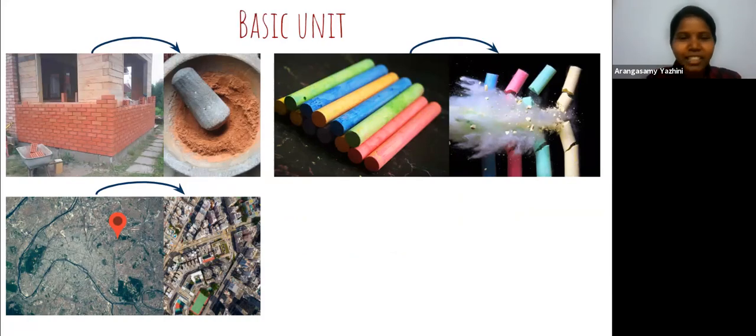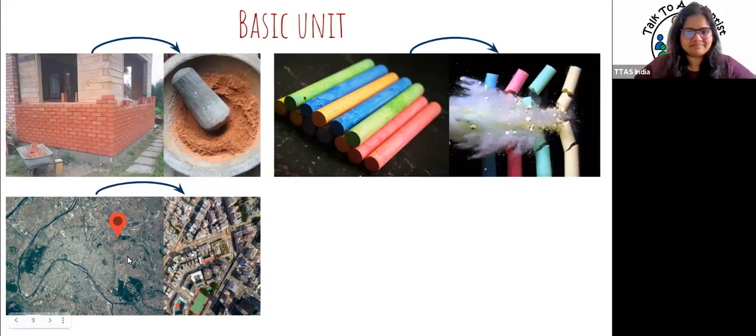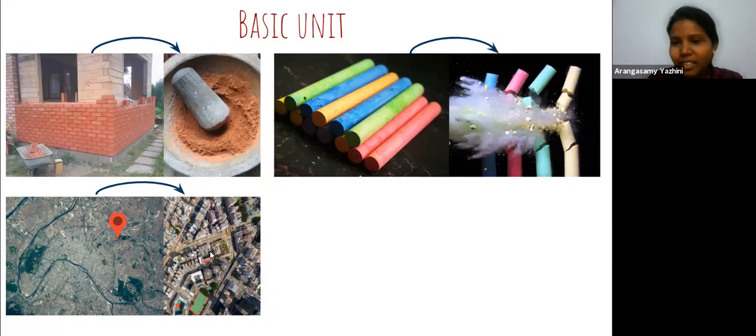There are 3 pictures, isn't it? In the left top, you see a building which is made up of bricks. When you take an individual brick and crush it, you will see sand and soil. Similarly, in the right top, you see colorful chalk, and when you break it, you see powder. If you take a tiny molecule, you won't even be able to see it. And at the bottom left, it's basically Google Map, which everybody uses. In the satellite view, you see greens and sometimes white, which is filled with buildings when you zoom in.